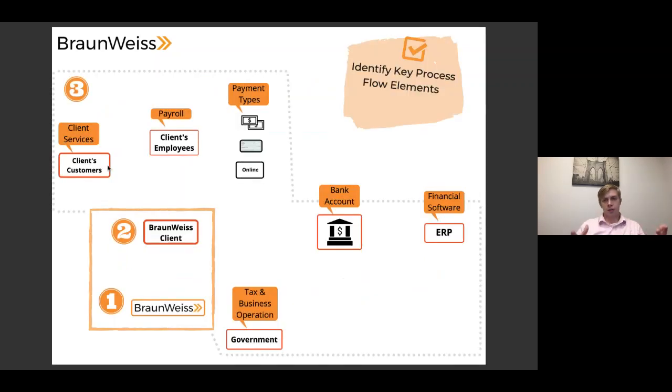Next, let's talk about identifying key process elements. The first thing you need to realize is that there are going to be many components involved, but there are two big players: yourself and your client. From there, you need to determine what process you're trying to illustrate. Is it going to be payroll? Is it going to be general business practices? Once we've determined what the process is going to be, then we can map out the process flow. And that's going to be the third step.